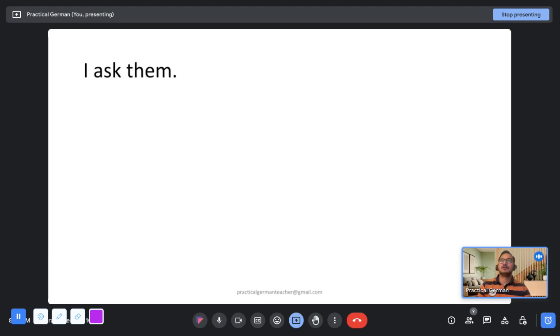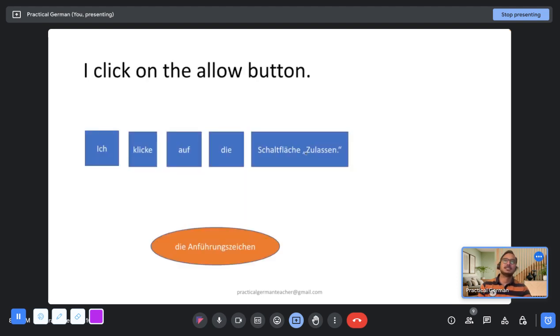This is like A1 level. But what I want you to know is that sometimes we talk in quotes. Quotes are called Anführungszeichen. I do it sometimes when I'm talking to a client and I'm quoting someone else, or I'm giving some rule of thumb. Then I will say unter Anführungszeichen blah blah. Sometimes you also do it, right? I say this quote unquote, something like that.